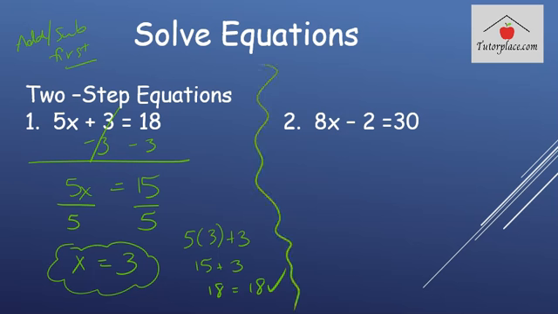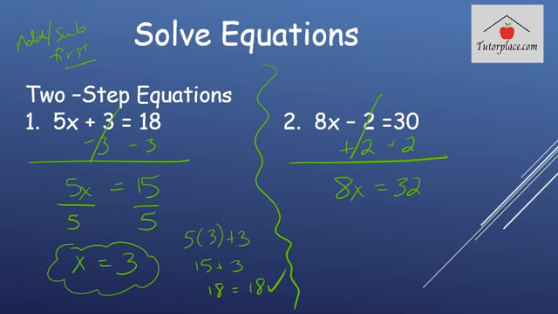8x minus 2 equals 30. So let's add our 2. Remember, we always do the opposite. Since it was a subtraction, you're going to add it, and that'll make that go to 0. And I like to mark it through like that, just to make sure that kind of shows that it's gone. 30 plus the 2 gives me 32.